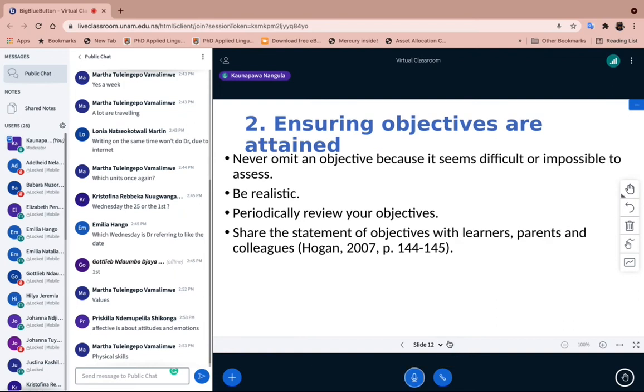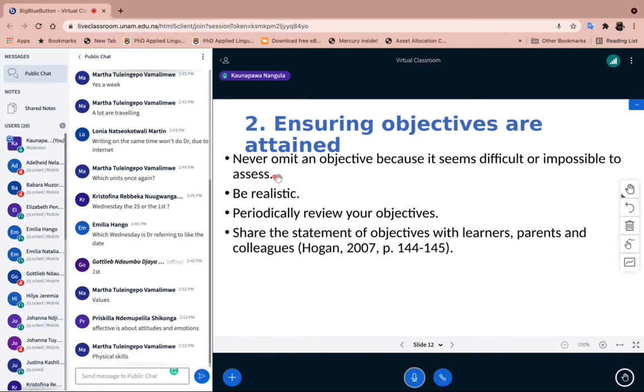And then next, never omit an objective because it seems difficult or impossible to assess. The truth is, some of the objectives might seem really daunting and hard, and as I mentioned here, difficult or impossible to assess, but it doesn't mean that you should omit them. Get help, all right? Get help.